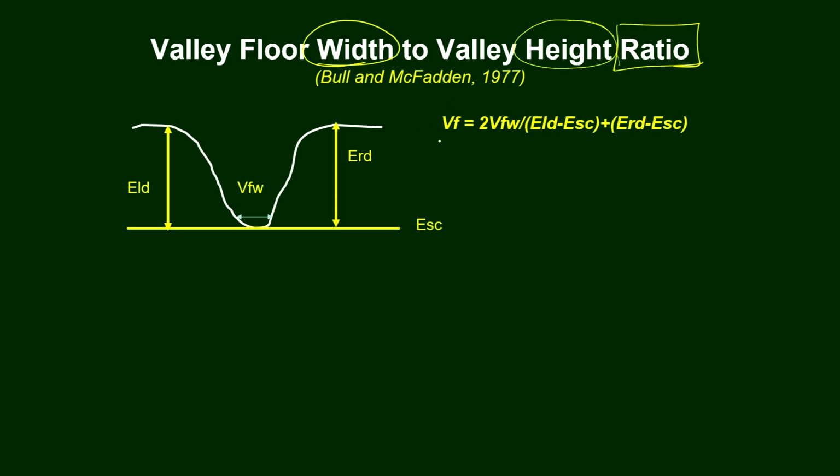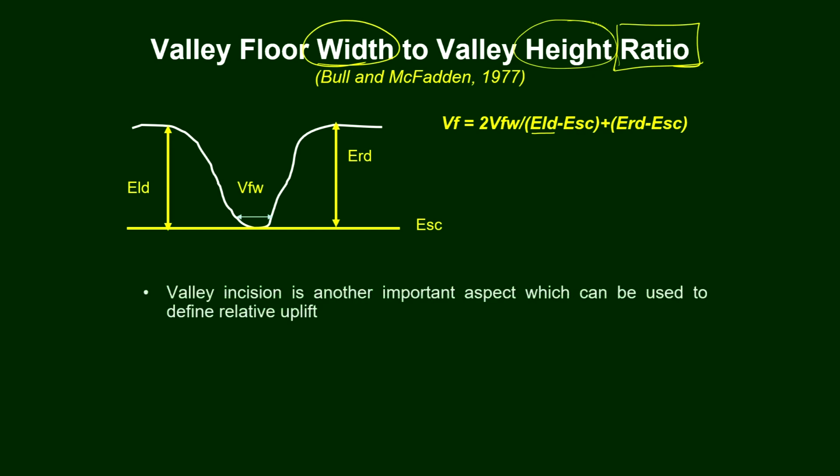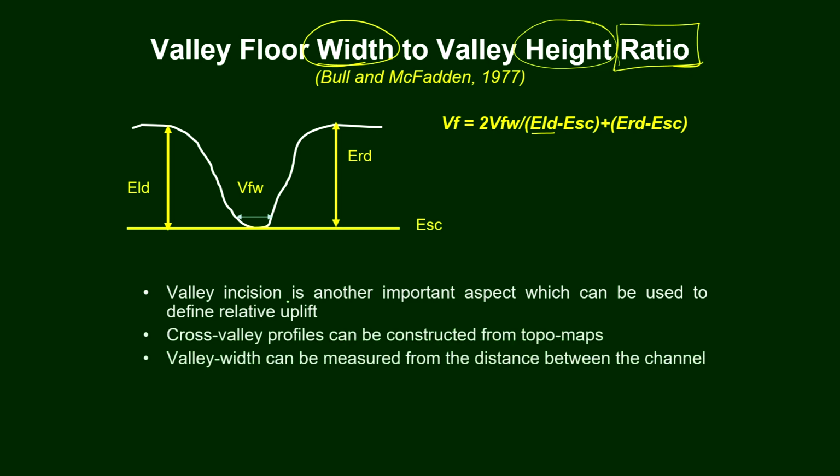So, it is the valley floor index. If you want to talk about it, you need the left hand side elevation and the right hand side elevation. With this you can reconstruct that. Valley incision is another important aspect which can be used to define relative uplift in the area. A cross valley profile can be constructed from topo maps, and as I told you, you can also use DEMs to extract this information.